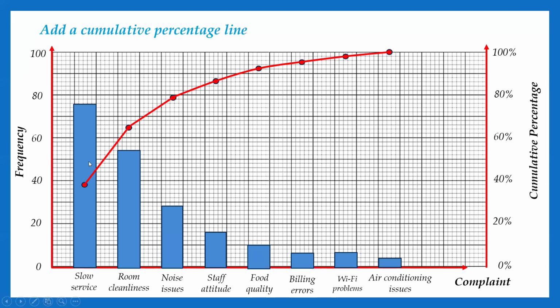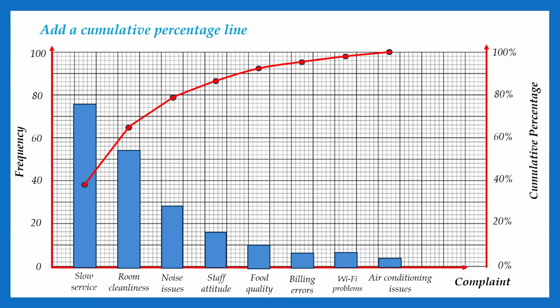In the Pareto chart, we can identify that almost 79% of the problems arise due to three complaints, three issues. If we prioritize these three issues, the hotel can improve customer satisfaction.